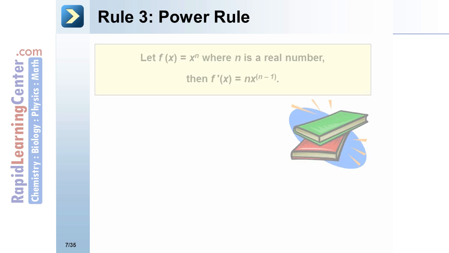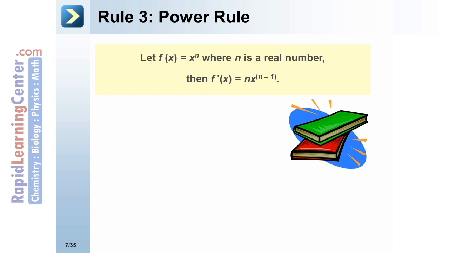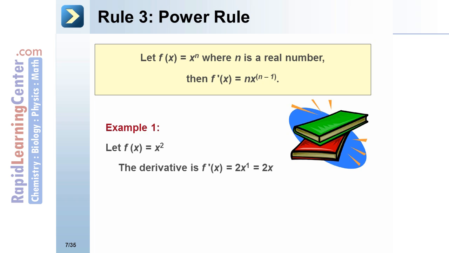Rule number 3, the power rule. Let f of x equal x raised to the nth power, where n is a real number. Then the derivative f prime of x is found by taking n times x and then using the exponent n minus 1. Example number 1. Let f of x equal x squared. The derivative is f prime of x, which is equal to 2 times x raised to the 2 minus 1 power, which simply becomes 2x.